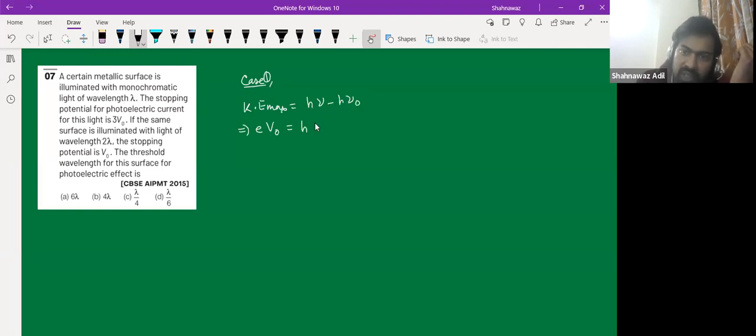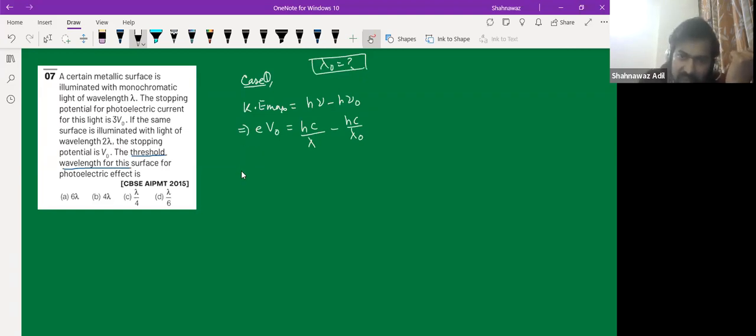They have written it in terms of lambda, so let's write it as lambda, and this is hc by lambda naught. What do we need to calculate in this question? The threshold wavelength of this surface. So we have to find this lambda naught, the threshold wavelength.